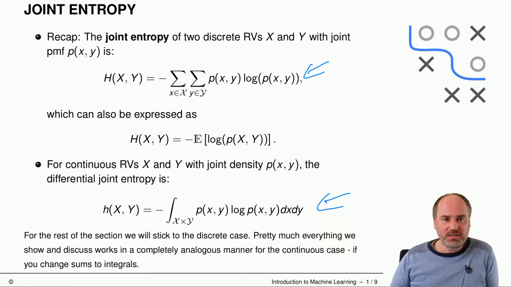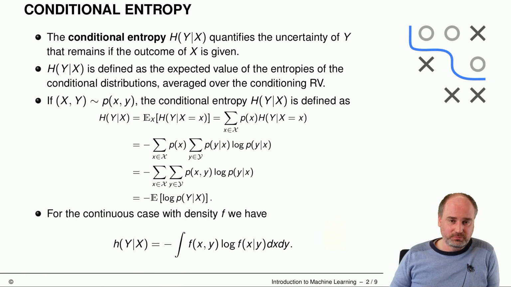For the rest of this section, I will pretty much exclusively discuss the discrete case, and I cannot even come up with a counterexample: everything that we show and discuss works in a completely analogous manner for the continuous case. We simply have to swap out, as always, sums for integrals. Okay, so the first thing I would like to do now is to introduce conditional entropy.